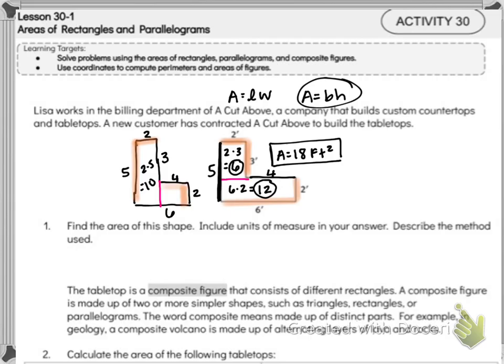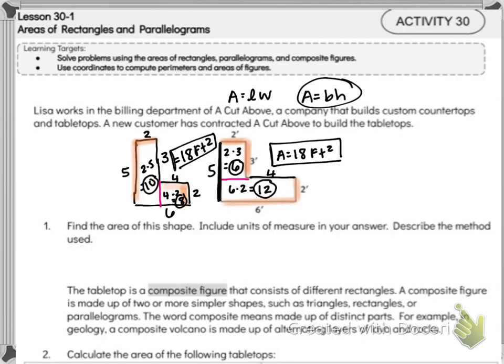Our height is 2. So 4 times 2 equals 8. We're going to go ahead and add those together, that 10 and that 8. You're going to get the exact same value, which is 18 feet squared. So it does not matter which method you use, your area is going to be 18 feet squared.